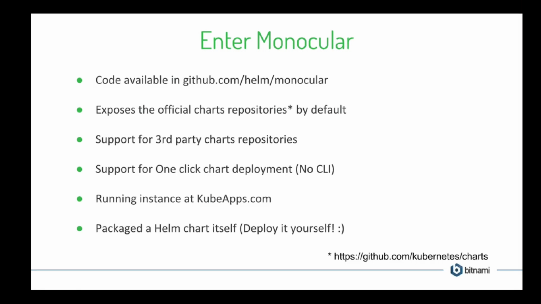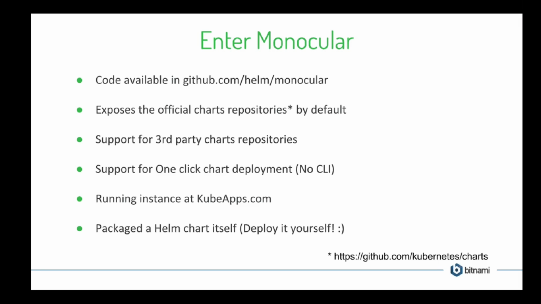So some facts about Monocular. The code is available in GitHub under the Helm organization. And by default, it's configured to use official chart repositories. But that doesn't mean that you cannot add your own. Monocular has support for third-party repositories, and you can think of it like adding a PPA if you are using Ubuntu, for example. But you can also deploy charts within your cluster using a one-click chart deployment, which means that there is no need for a CLI in some specific cases. I'll demo this in a minute again.